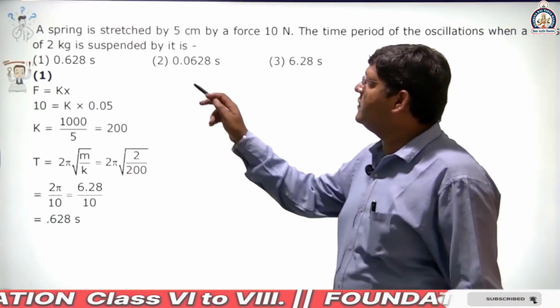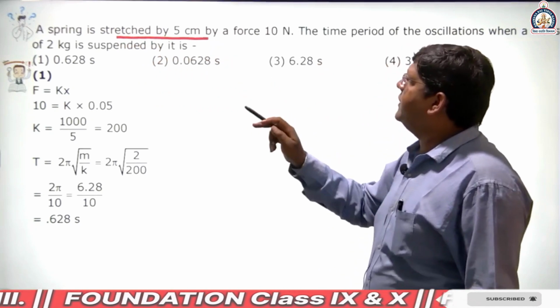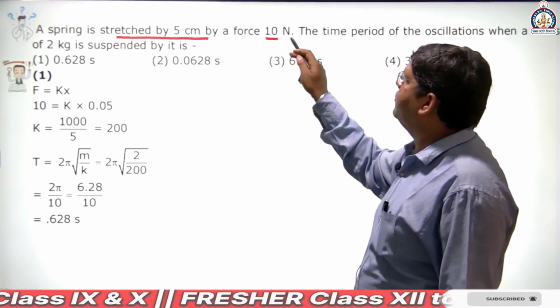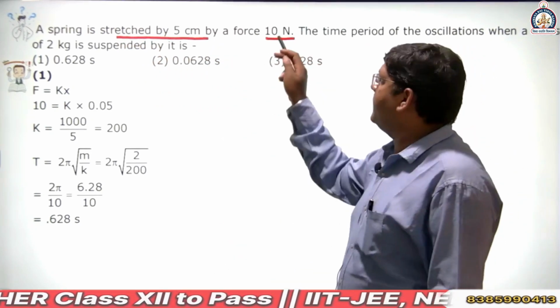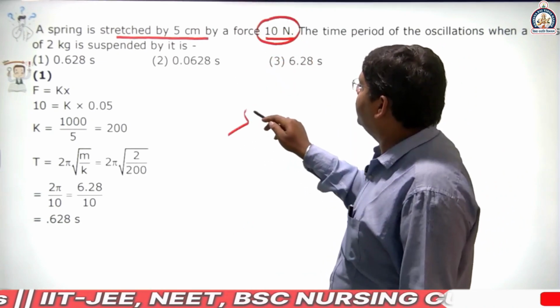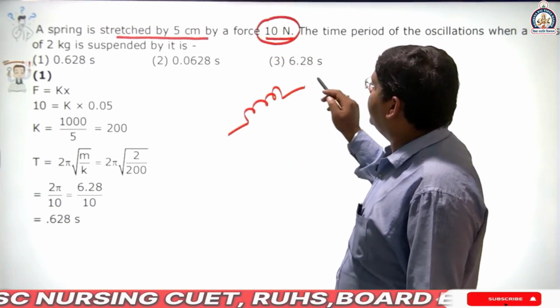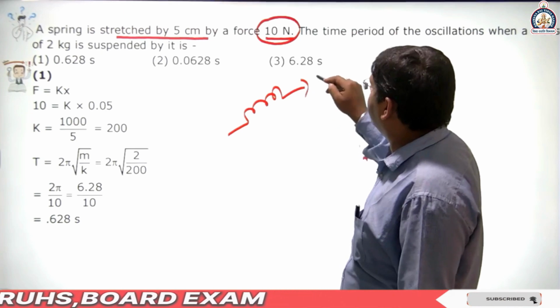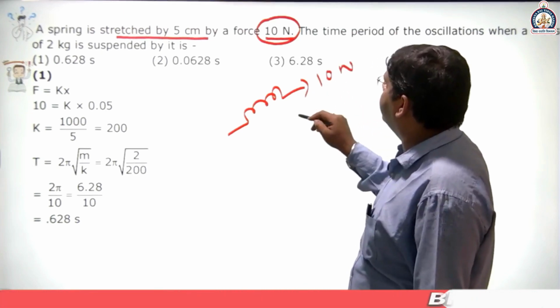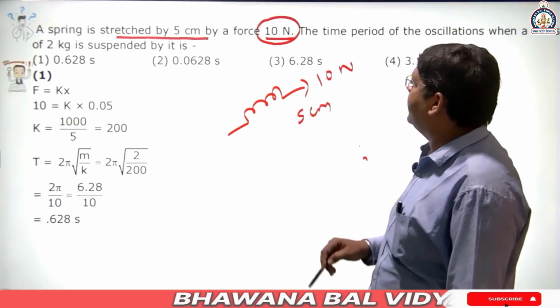The next question says, a spring is stretched by 5 centimeter by a force of 10 Newton. When we apply a force of 10 Newton to a spring, it is stretched by 5 centimeter.